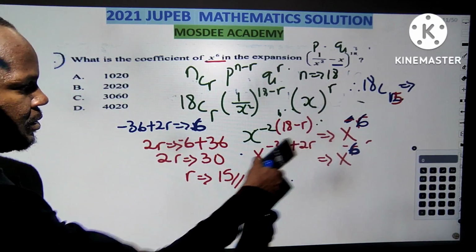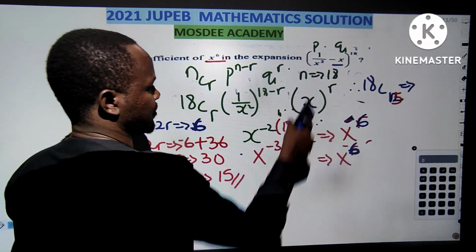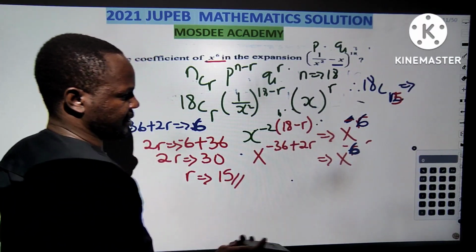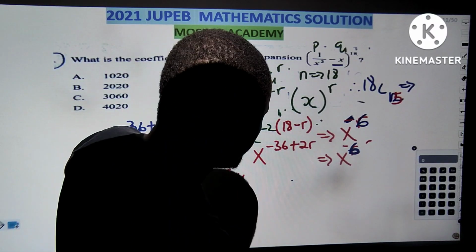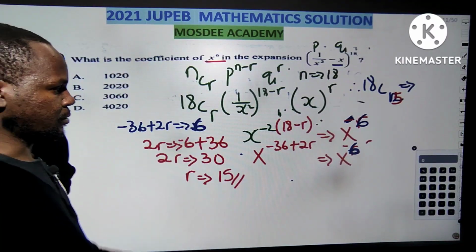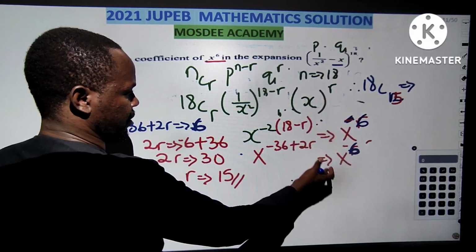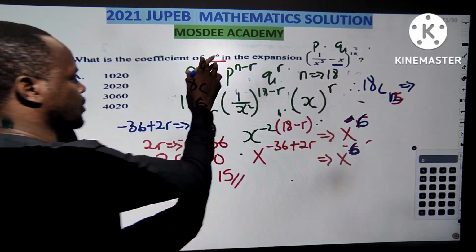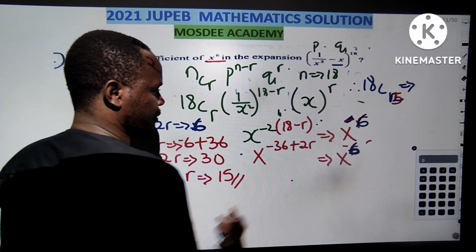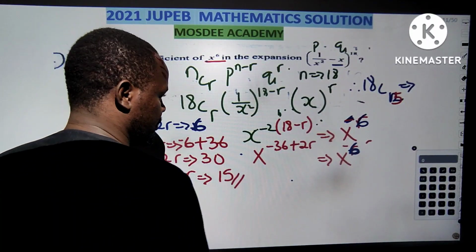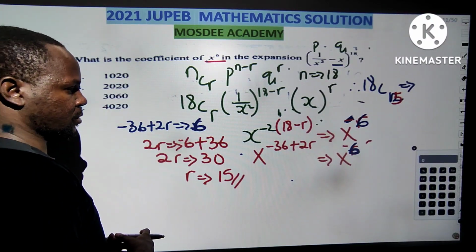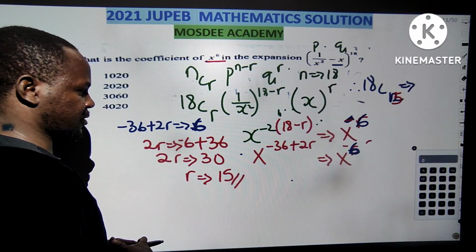The 6th power. That's the 6th power. This is 36 minus 2 times 18, which is 36 minus 2. This is plus r. So I don't think I'm having any error. So I will leave that for now. Maybe later I'll come and check. Then I have x raised to power r. I'm looking for the 6th power. So I equate the two to have 36 plus 2r is equals to 6. So 2r is equals to 6 plus 36.